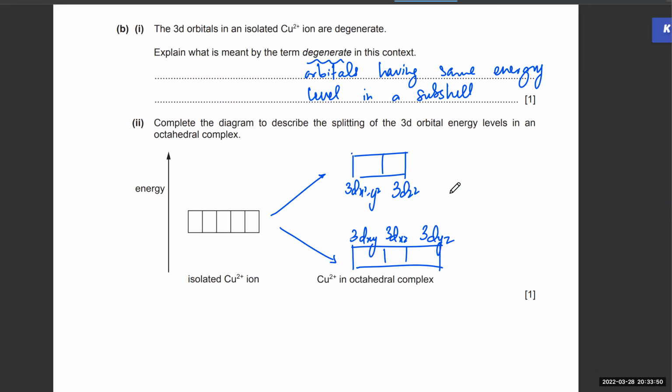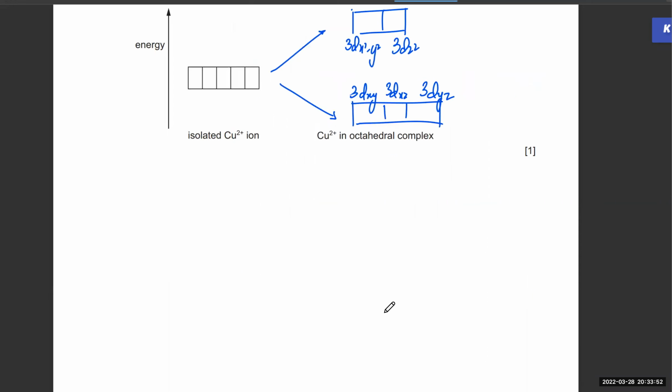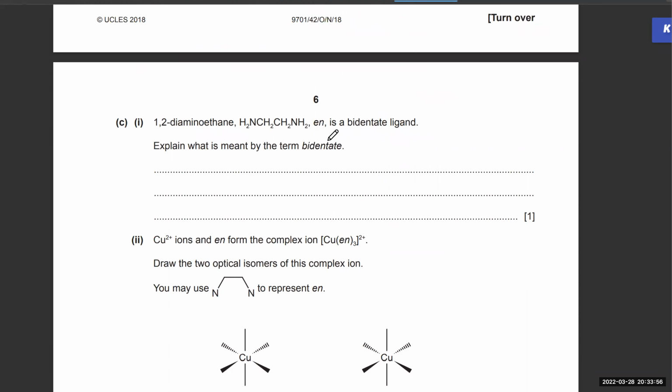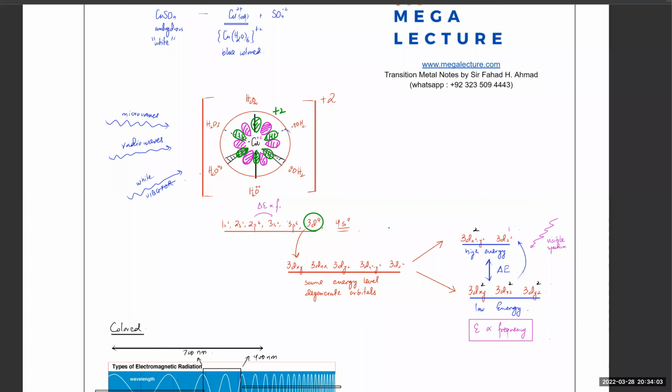So complete a diagram, describe the splitting. So we just did that. And then he's asking, what is meant by the term bidentate? And this is a bidentate ligand. So this is what it means.